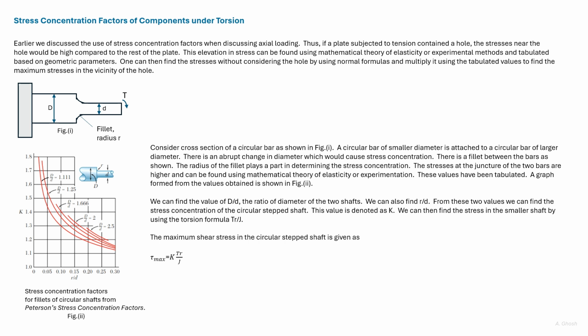Here we have a bar that suddenly changes the diameter and it is subjected to a torque. This diagram shows a vertical section. Big D is the diameter of the larger portion, or the portion with the larger radius. Small d is the diameter of the portion with the smaller radius. There's a fillet in between the two parts of the bar.